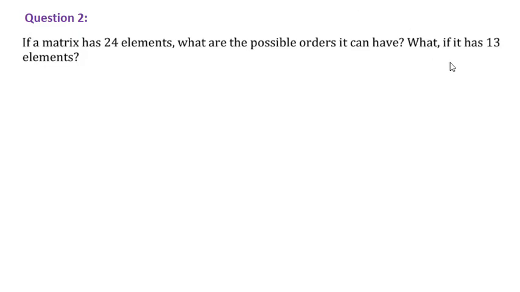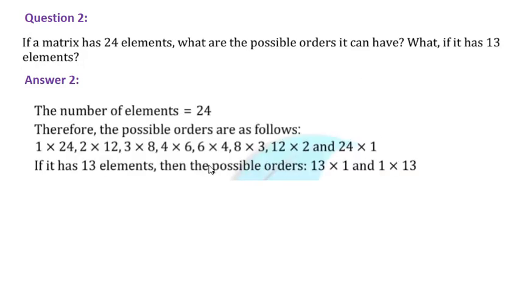Now if it has 13 elements, then as 13 is a prime number, I have only 2 options. Either it is 1 into 13 or 13 into 1. So this is our answer. Yes. So we have seen that if number of elements is given, then how we can find the possible orders. Now let us move to the third question.